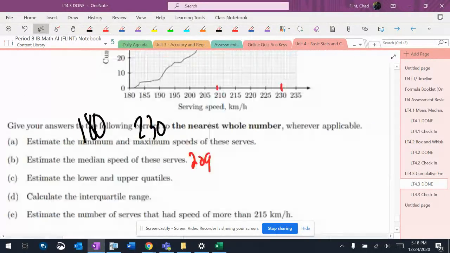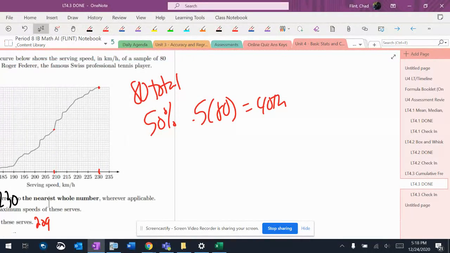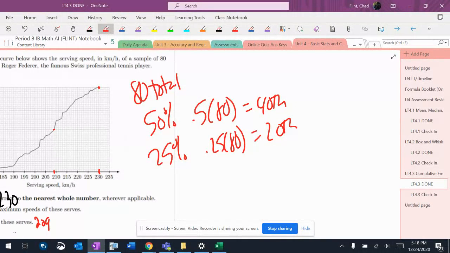Upper and lower quartiles, so same deal as before. I'm doing 25%, which is 0.25 times 80, which is 20. And 75%, which is 0.75 times 80, which is 60. So let's see what these things are.